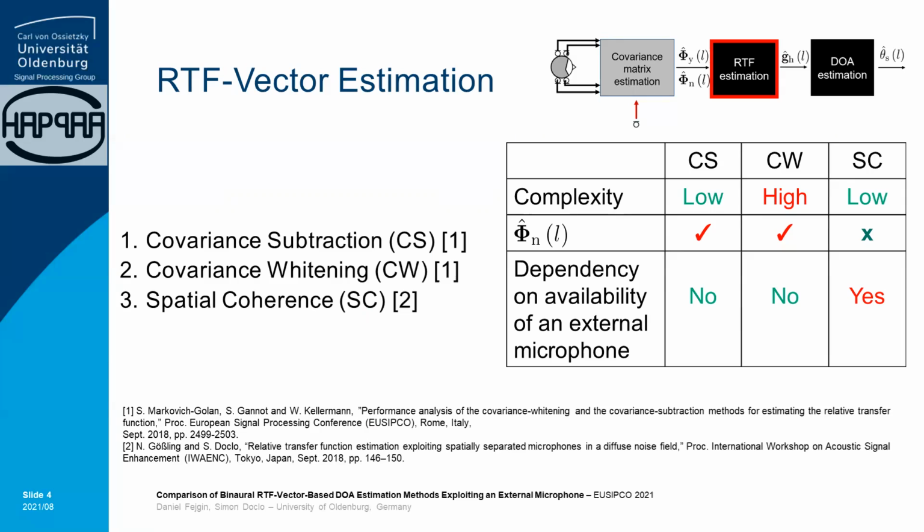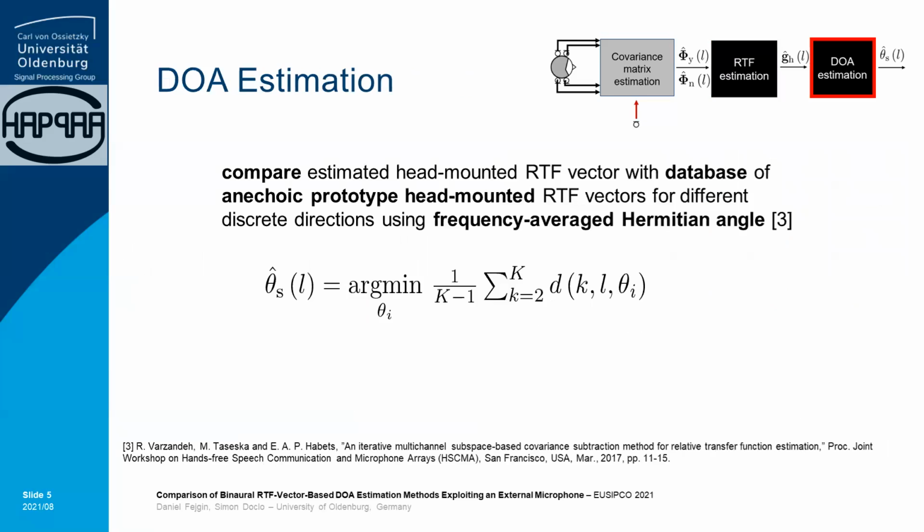So now, having in mind that there are these three different RTF estimation methods, which differ in their complexity and their requirement whether an estimate of the covariance matrix of the noise is used or not, or whether they depend on the availability of such an external microphone or not, these estimates should be used to ultimately retrieve the position, the DOA, of the desired target speaker.